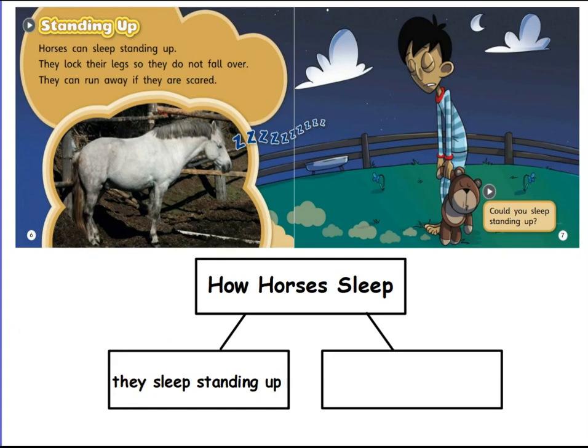Now let's see if we can find clues for another key detail. The next sentence says, they lock their legs so they do not fall over. So let's think. Did you think that they lock their legs? Wonderful! That would be a great key detail. Both they sleep standing up and they lock their legs supports the idea of how horses sleep.